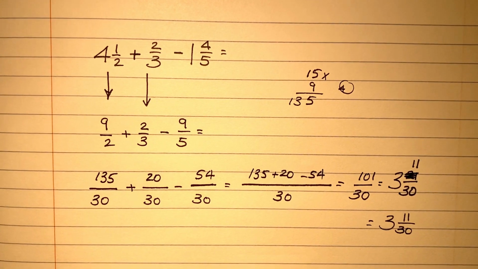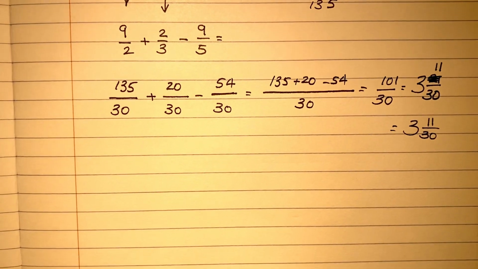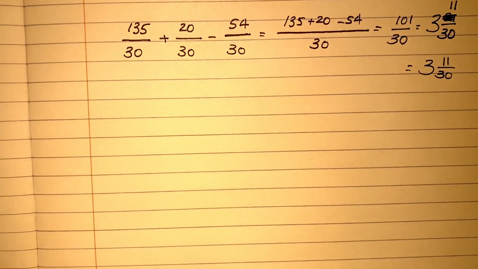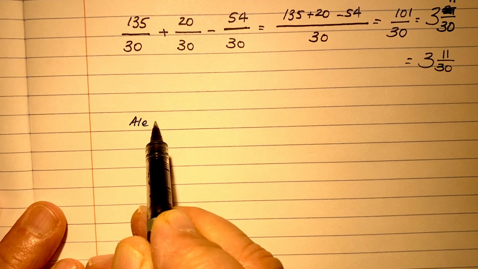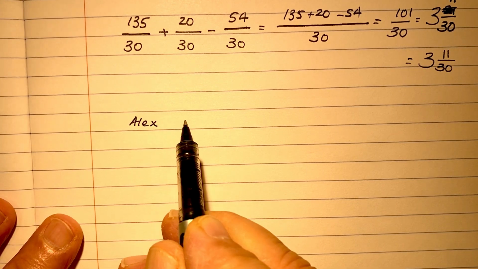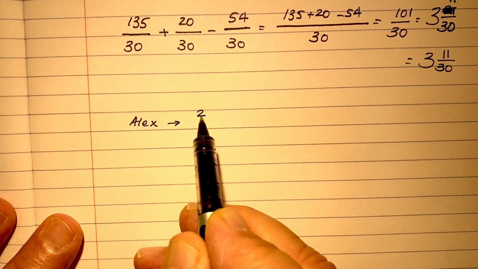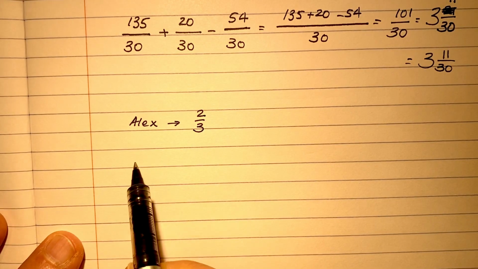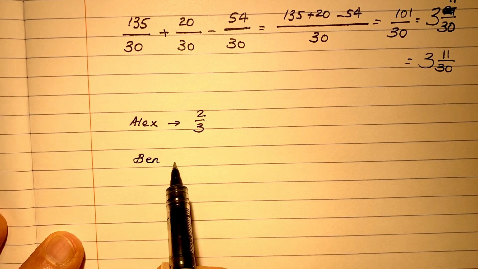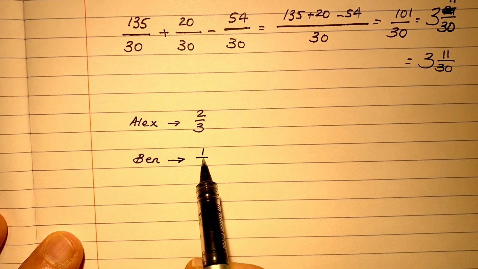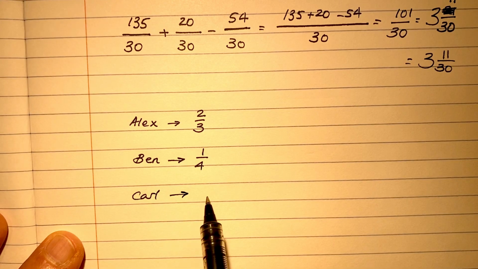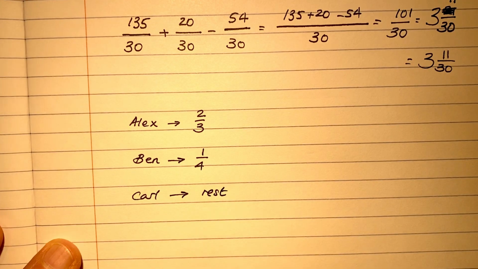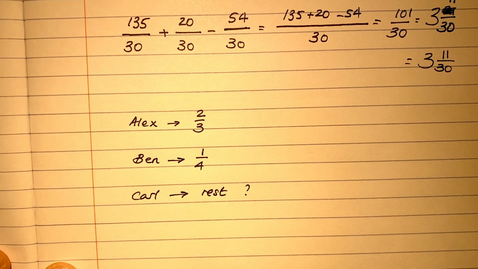Let me give you a practical example of this with fractions. Say we have a cake. Alex is going to eat 2/3 of the cake, and Ben is going to have 1/4 of the cake, and Carl is going to have the rest of the cake. I want to know how much is the rest of the cake that Carl is going to have.